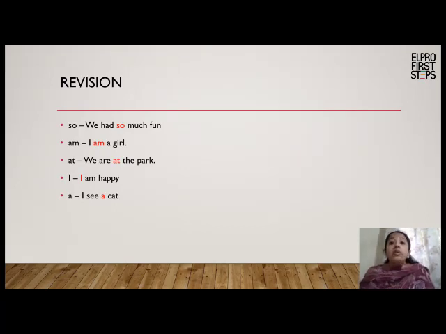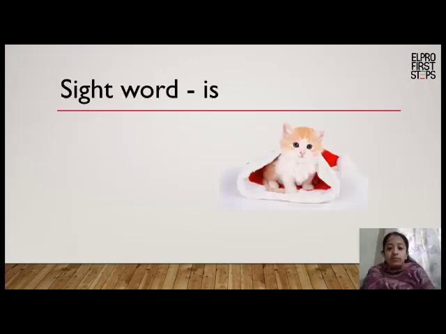So these were the words that we had read last time. So now we will do 4 new words. Okay. So the first word for today. Now the first word is.